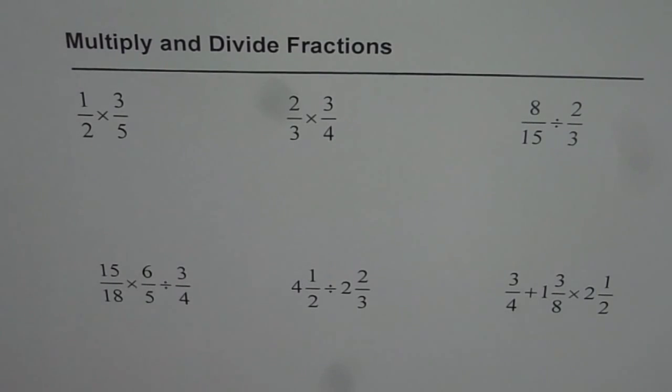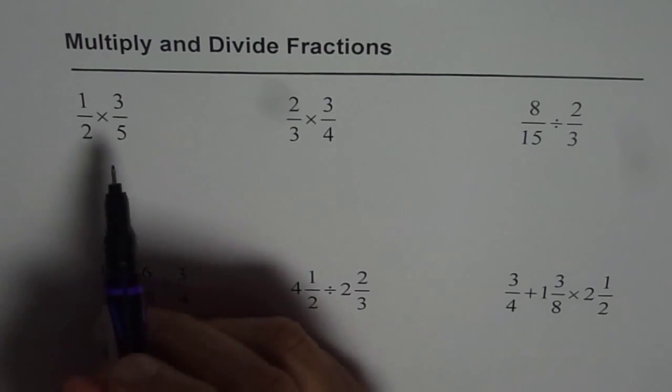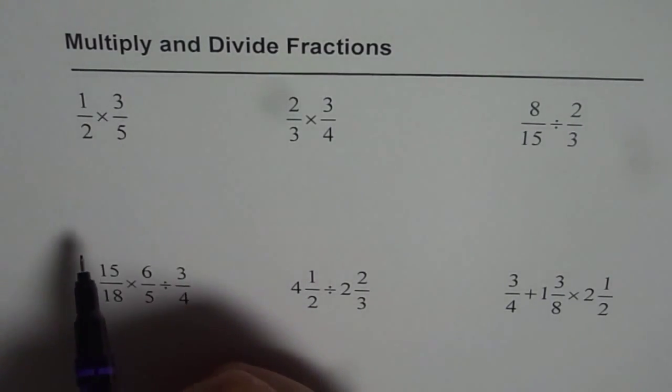Now let us review multiplication and division of fractions. Well, remember, in this you should always write your answer in the lowest terms, correct? Let's do the very first one. It is 1 over 2 times 3 over 5.